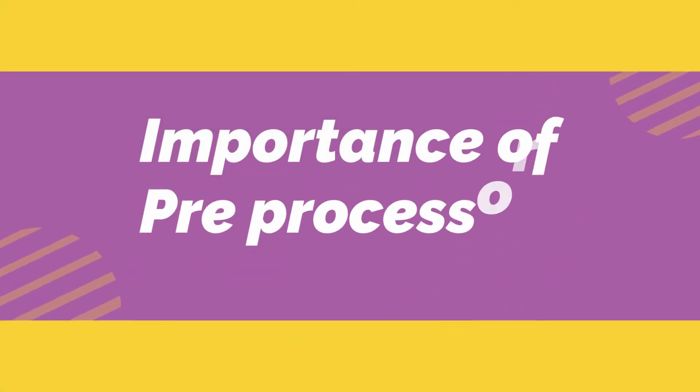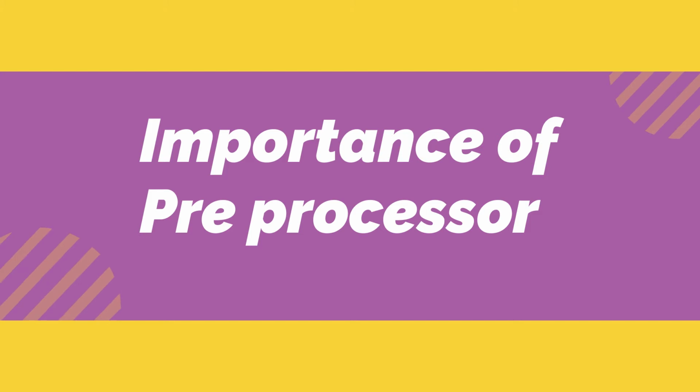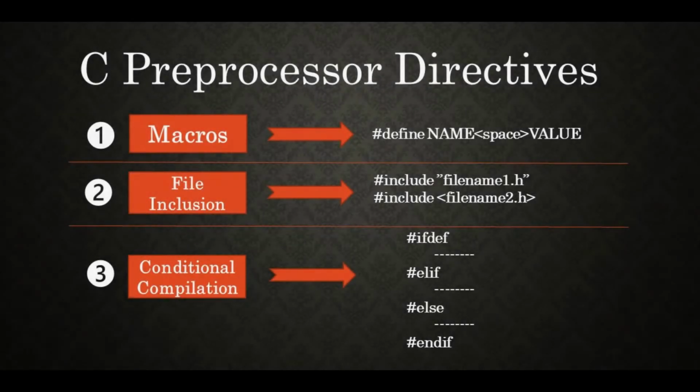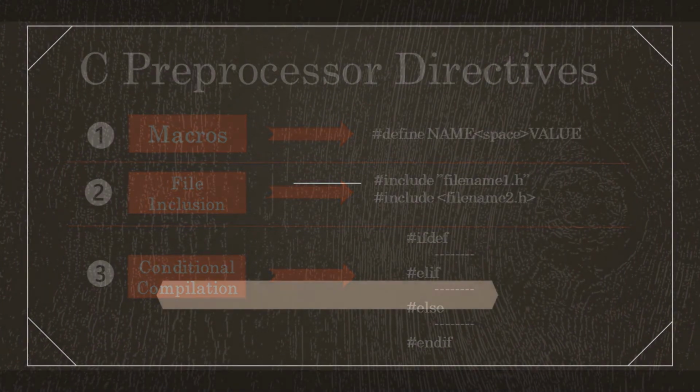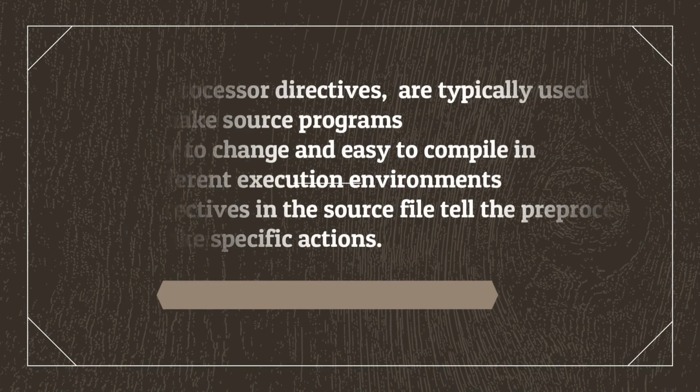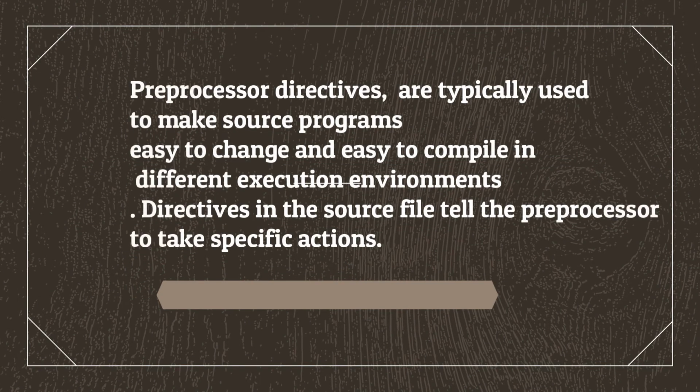Importance of preprocessors. So let's see. Preprocessor directives are typically used to make sure source programs are easy to change and easy to compile in different execution environments. Directives in the source file tell the preprocessor to take specific actions.